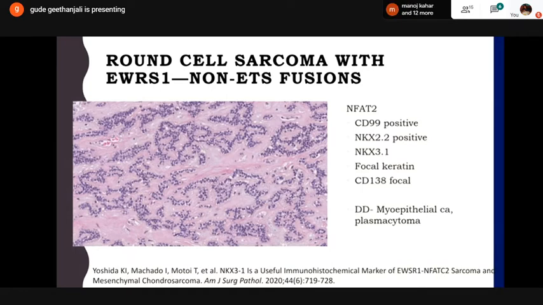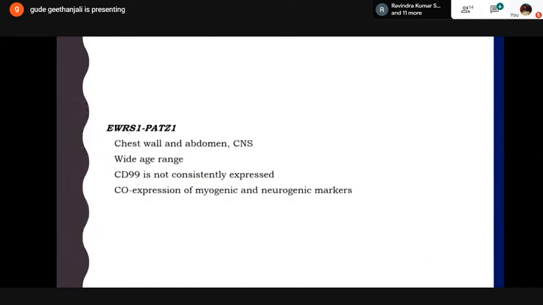And these NFATC2 rearranged tumors show diffuse strong positivity for CD99. They're also positive for NKX2.2. NKX2.2 is a specific marker seen in Ewing sarcoma. And in Ewing sarcoma, based on fusion proteins, they can also express FLI1 and ERG, but that immunohistochemistry is not very specific. So recently in AJSP, they have described NKX3.1. NKX3.1 is an immunohistochemical marker specific for the prostate, but recently it is described that it is useful in the case of NFATC2 rearranged Ewing-like sarcoma and also mesenchymal chondrosarcomas.